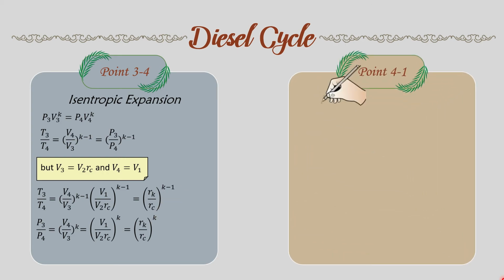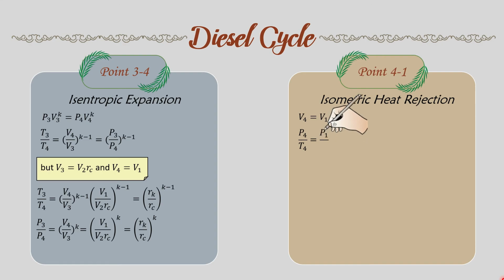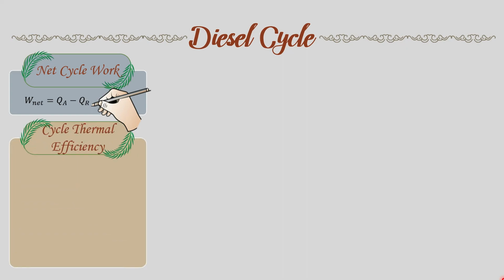Point 4 to 1 is the isometric heat rejection process. So, V4 equals V1, or P4 over T4 equals P1 over T1. Then, heat rejection, QR, equals m Cv times the quantity T4 minus T1. Then, the net cycle work, or simply work net, equals QA minus QR. Then for cycle thermal efficiency, Ec equals work net over QA.